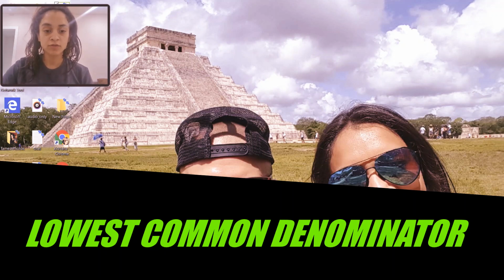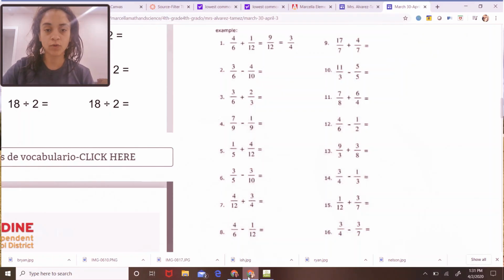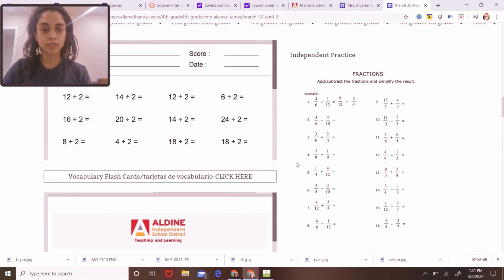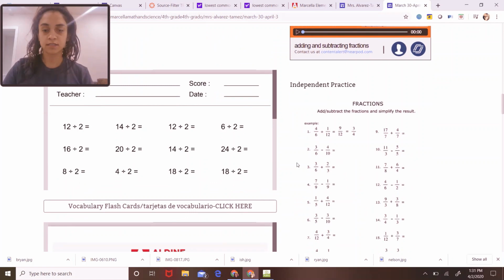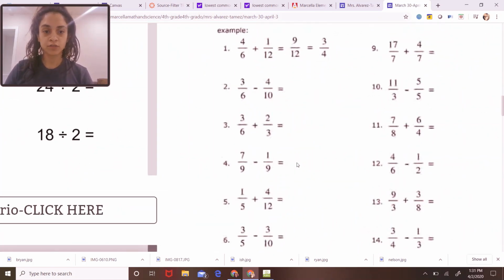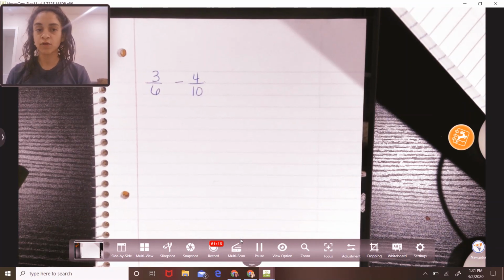So if we go to our worksheet, here it is. This was the one you had for Tuesday. Okay, so we'll start with number 2. It says 3 sixths, and then you have minus 4 out of 10. So let me show you what my paper looks like so that you can work with me. 3 sixths minus 4 out of 10.